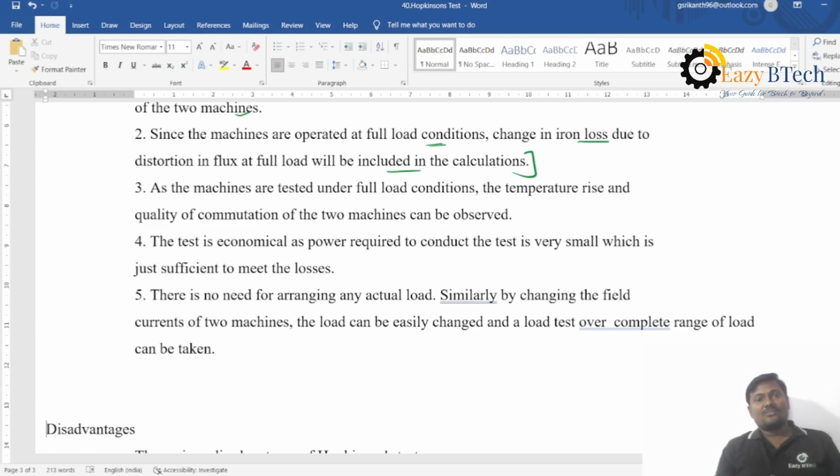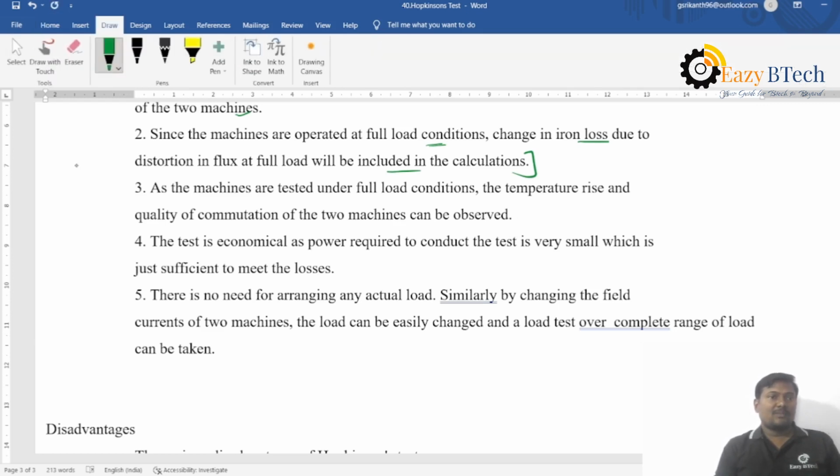Whatever the iron loss, the flux will be distorted, which means the maximum flux density also changes. We know that hysteresis loss is directly proportional to B max power x, and when the flux is distorted, the maximum flux density also changes. The maximum flux density is flux per area. As the machines are tested, the temperature rise and the quality of commutation of the two machines can be observed.